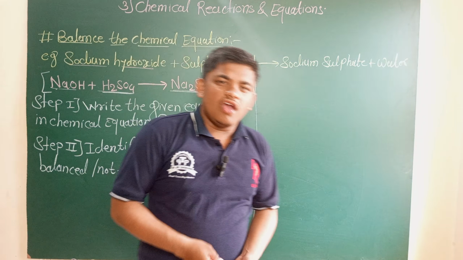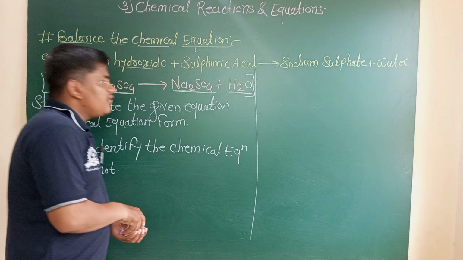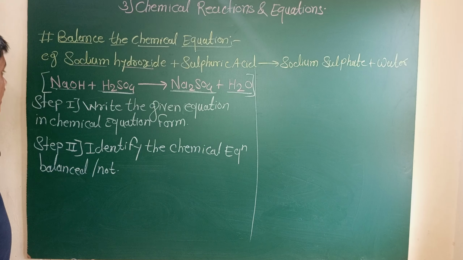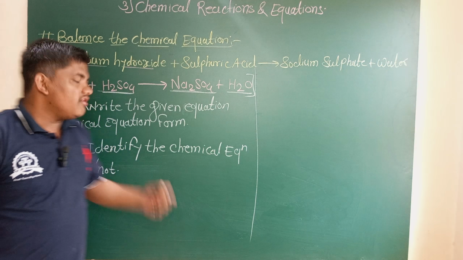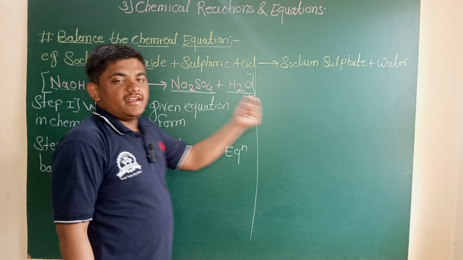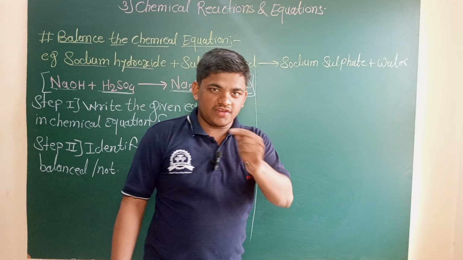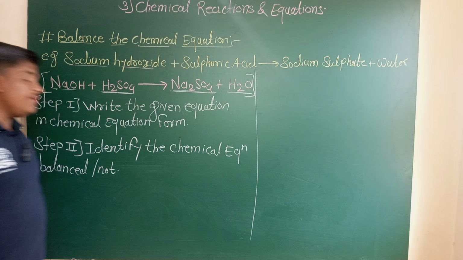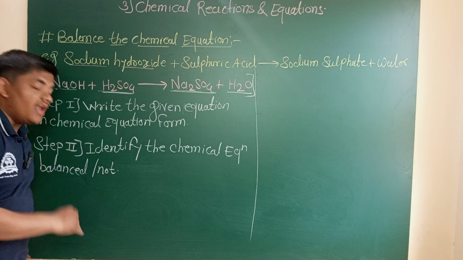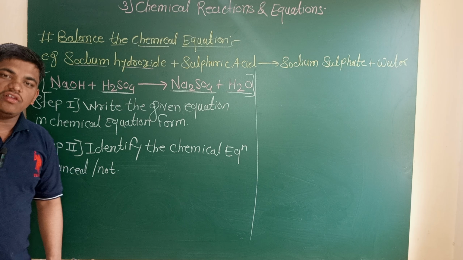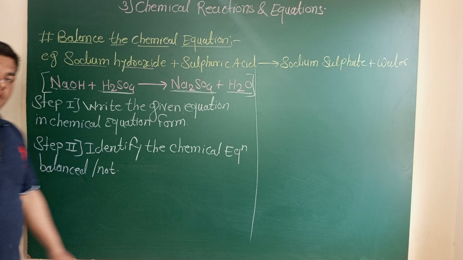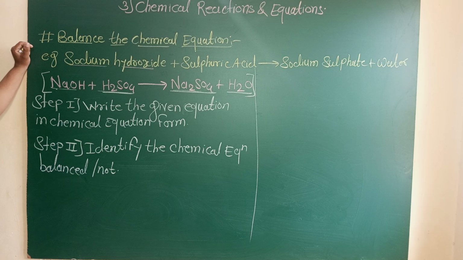How do we identify whether the given chemical equation is balanced or not? With the help of counting the number of atoms of each element included in the reactants and products. First of all, count the number of atoms of each element in the reactants and products of the chemical equation.